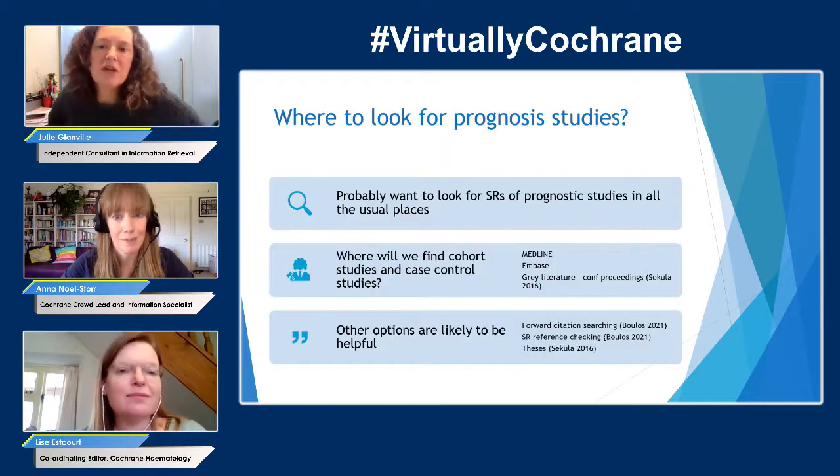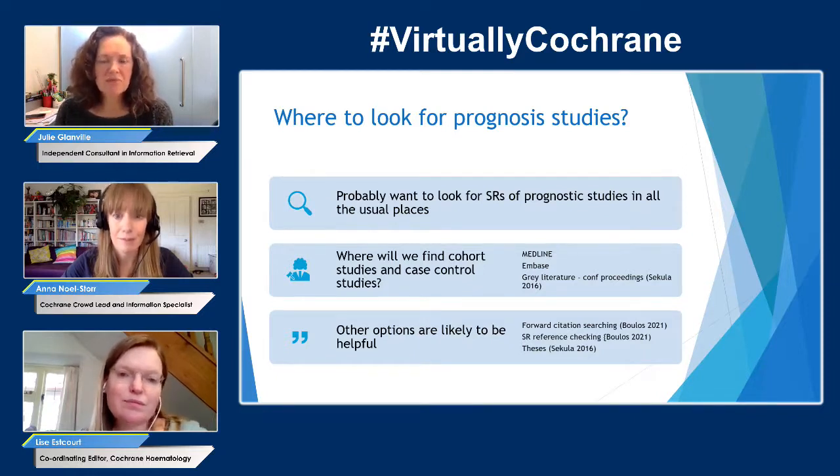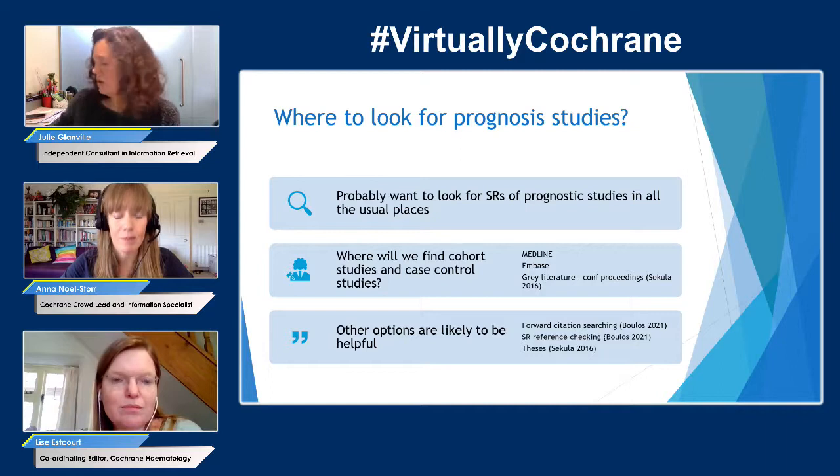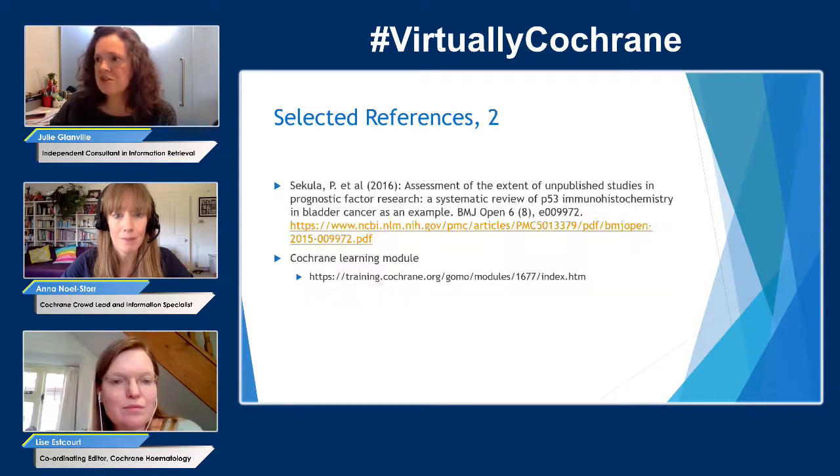I'm going to just summarise where the current evidence is on where we should look for prognosis studies. All the usual places, as Anna's mentioned, Medline, Embase, and also research by Sekula has suggested that grey literature and conference proceedings might be worth looking at. Other options that the researchers suggested include, as Anna and Lise have mentioned, forward citation searching, systematic review reference checking, and Sekula has also mentioned theses as well. So there are some references on the slides as well.